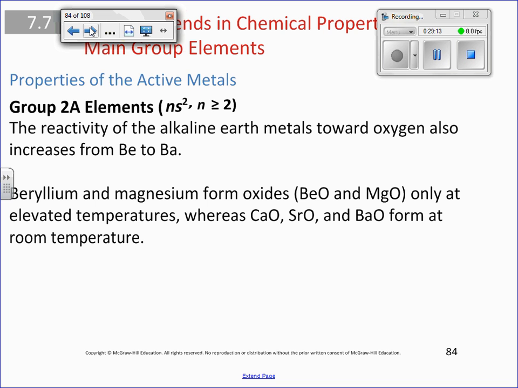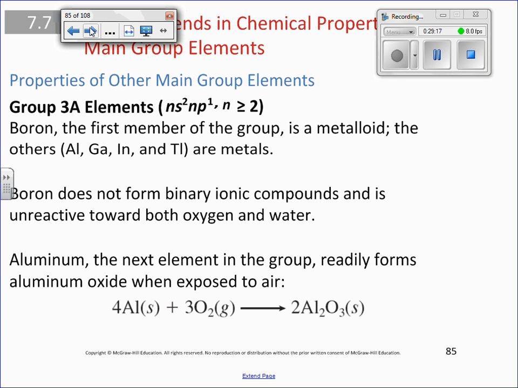3A: boron is a metalloid. The others are metals. So boron is unreactive to both oxygen and water. Aluminum reacts with oxygen quite readily and forms aluminum oxide when exposed to air.